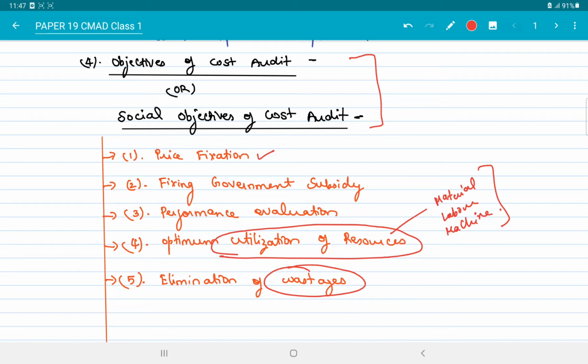So what are the five objectives of cost audit? Price fixation, fixing the government subsidy, performance evaluation, optimum utilization of resources, elimination of wastages.